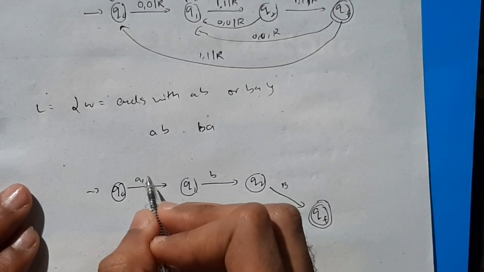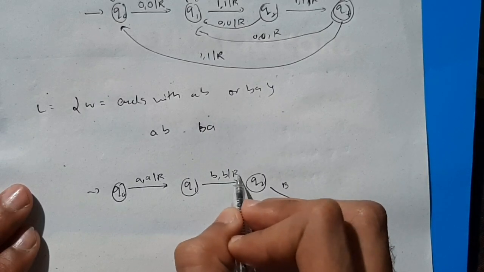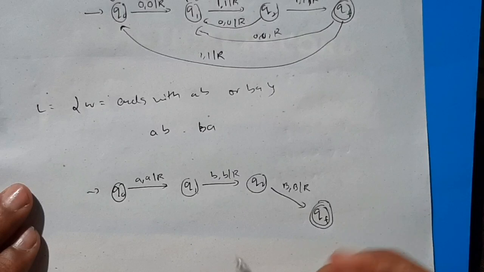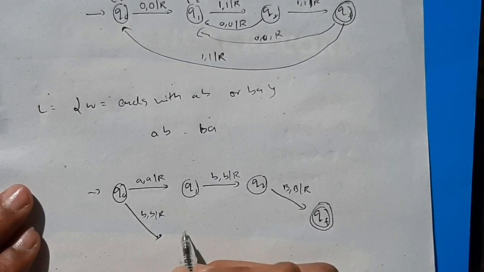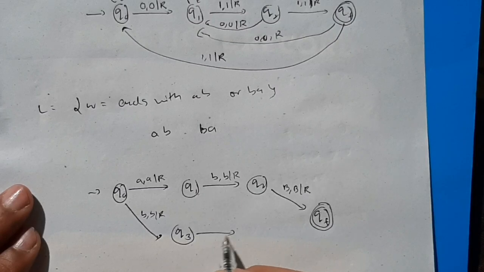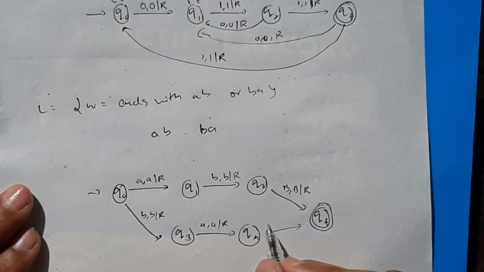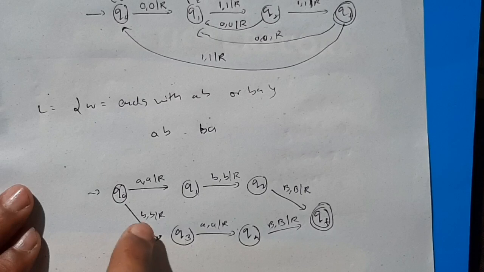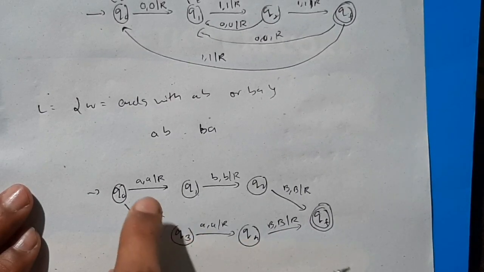Now if I get A, I'll write A on top of it and move to the right. If I get B, I'll write B on top of it and move to the right. Here blank space and right. Okay, this is for AB. Now ending with BA. B, B, R, I'll move to this state Q3. Here I'll get A, A, R, and here I'll get Q4, that is B, B, R. If it ends with BA and the blank space is there, that means the word is ending with BA, and here I'll have blank space. So this is accepting for AB and BA.